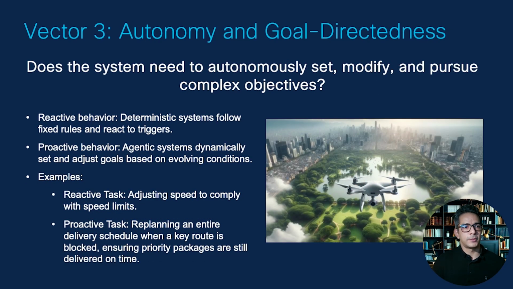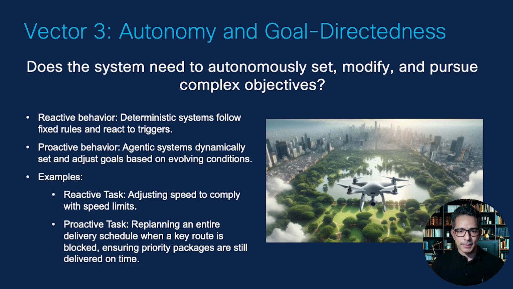All right, moving to vector 3, autonomy and goal directedness. Does the system need to autonomously set, modify, and pursue complex objectives? So we can think of this in terms of reactive behavior and proactive behavior. Reactive behavior, aka deterministic systems, respond to specific inputs but lack the ability to rethink overarching objectives, whereas proactive systems can proactively modify objectives and strategies to meet broader goals.